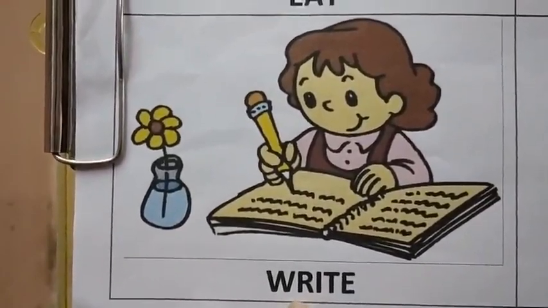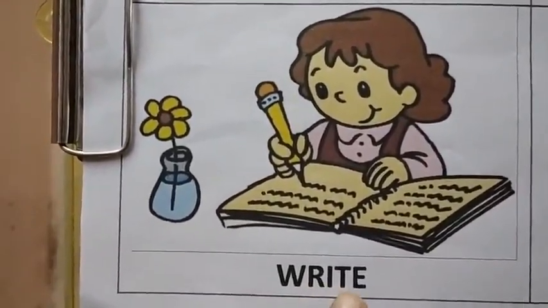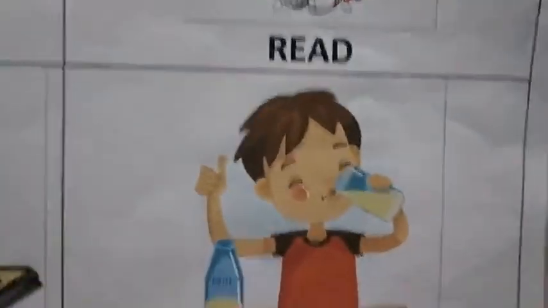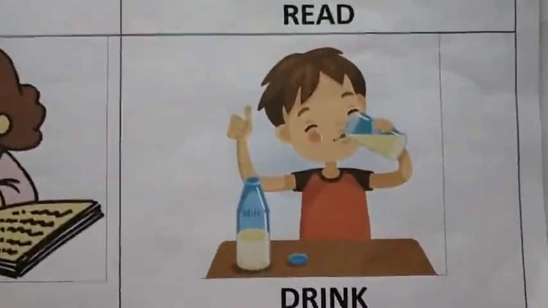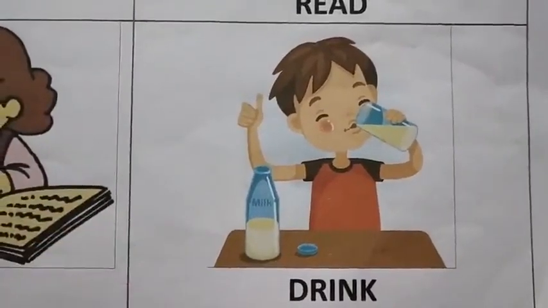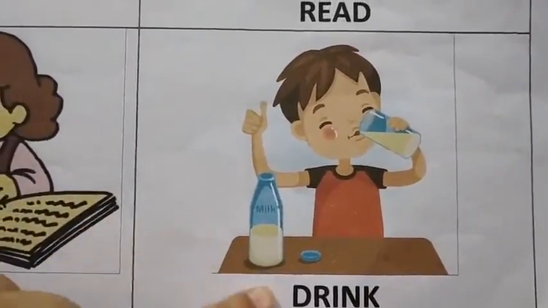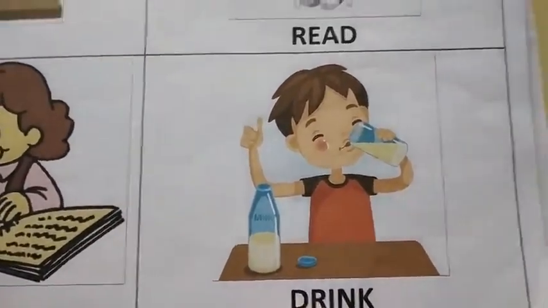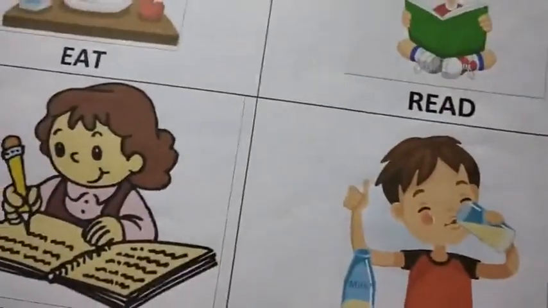So children, what is the girl doing? She is writing, which is a doing word or a verb. What is the boy doing here? See boys, he is drinking milk. So here the action word is drink. So here the verb is D-R-I-N-K, drink.